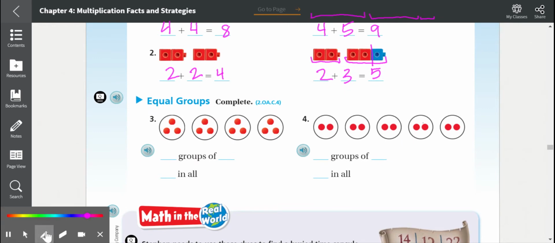Okay, let's move on to equal groups. So how many groups are there? 1, 2, 3, 4. And then there are 3 in each. That's 4 groups of 3. How many is that in all? Let's count by threes. 3, 6, 9, 12. Number 4. How many groups are there? 1, 2, 3, 4, 5. There are 2 in each. That's 5 groups of 2. Let's count by twos. 2, 4, 6, 8, 10. 10 in all. You go ahead and turn the page.